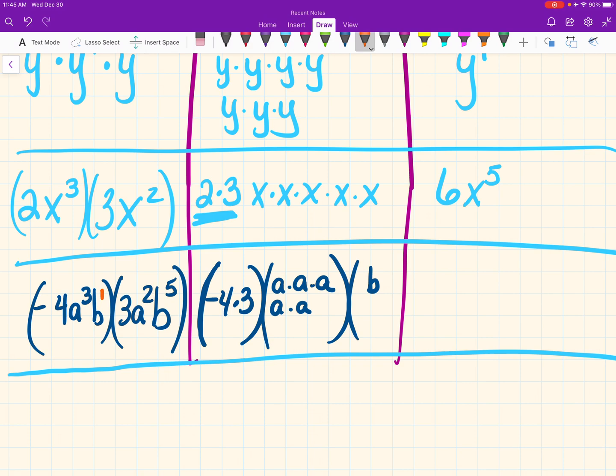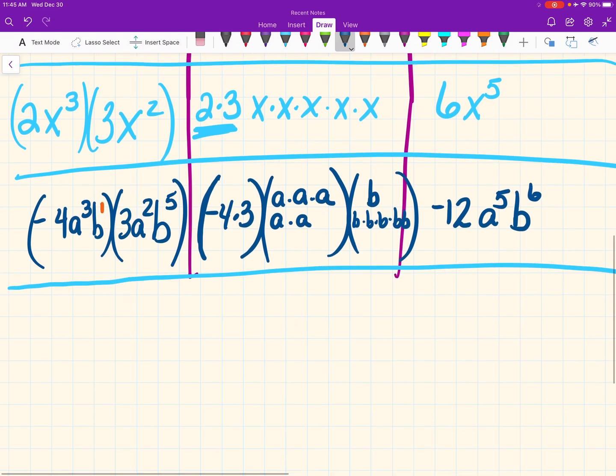We don't just ignore it. It's still there. I forgot what color I was using. And then 5 b's. 1, 2, 3, 4, 5. And now we do each piece. Negative 4 times 3 is negative 12. We have 5 a's, so that's a to the 5th. And we have 6 b's, so it's b to the 6th.